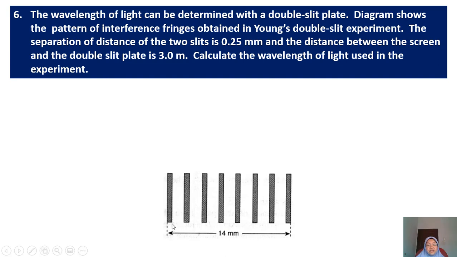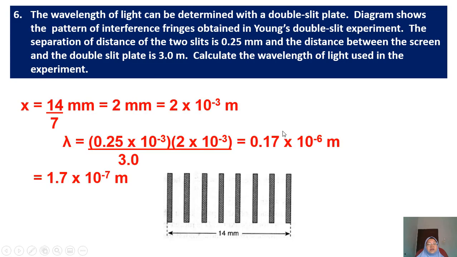How many x do you have here? So 1, 2, 3, 4, 5, 6, 7. So we have 7. So x should be 40 divided by 7. You get 2 millimeter. You convert to meter, 10 to the minus 3 meter. Use the formula lambda equals ax over D. So a is 0.25 times 10 to the minus 3, times 2 times 10 to the minus 3, divided by 3. And you get the answer in standard form, 1.7 times 10 to the minus 7 meter.